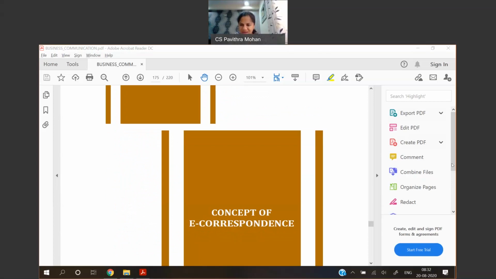Ma'am, letter is important. Yes, letters, memos, all these things are important, that's why we are explaining. The word D is silent in budget. No, it's not, it's not budget, it's budget only.